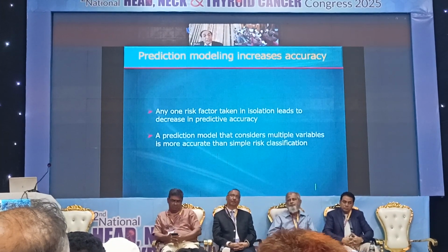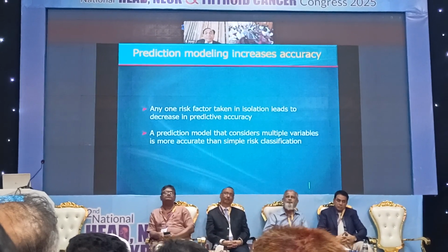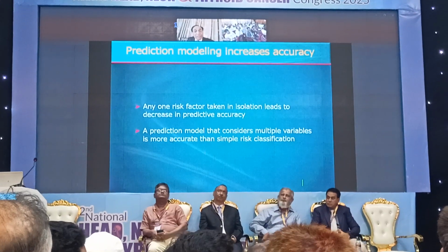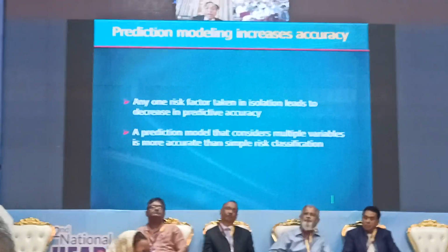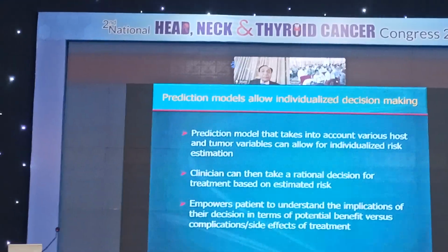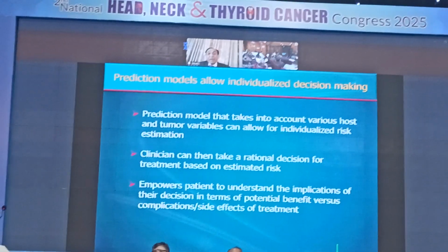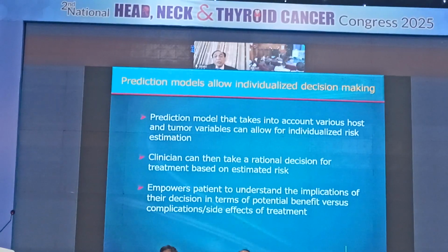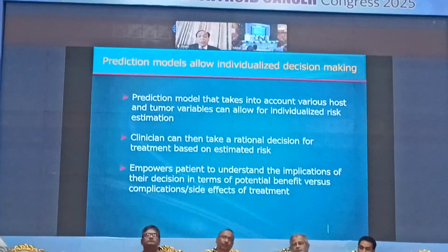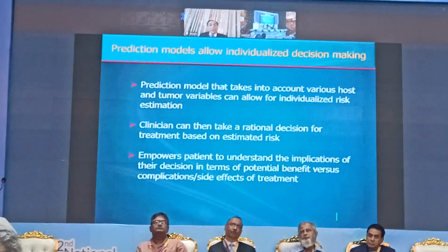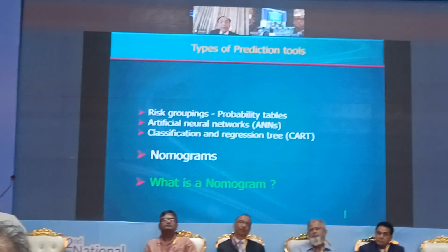So the rationale is that any single risk factor taken in isolation leads to decrease in predictive accuracy. Conversely, a prediction model that considers multiple variables is more accurate than a simple risk classification. The prediction model takes into account tumor variables and allows the clinician to make a rational decision for treatment based on estimated risk. And it also empowers the patient to understand the implications of their decision in terms of the benefits and risks of treatment offered to them.